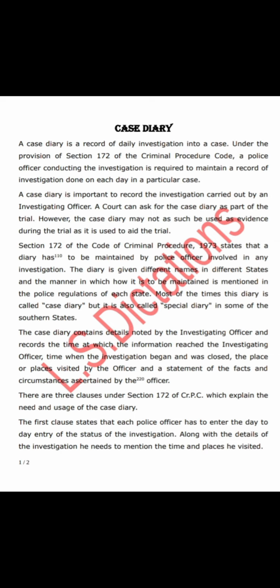There are 3 clauses under Section 172 of CRPC which explain the need and uses of the case diary. The first clause states that each police officer has to enter the day-to-day entry of the status of the investigation. Along with the details of the investigation, he needs to mention the time and places he visited.